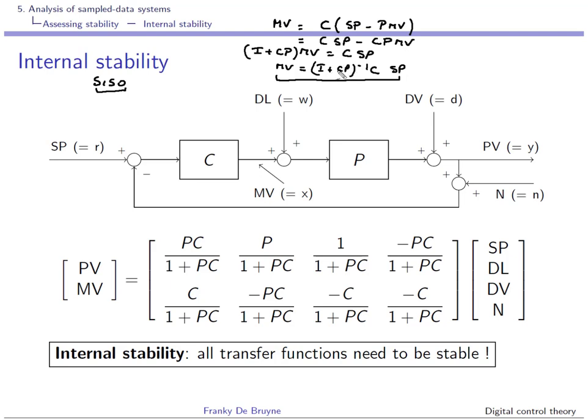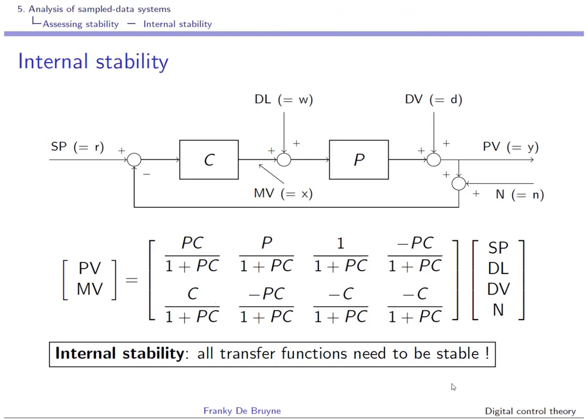Of course, you cannot interchange and replace CP by PC in the multivariable case. You can in the SISO case, and this is why this becomes C over 1 plus PC in the single input, single output case. Let us look at the relation between the load disturbance and PV, and again we'll do this in the multivariable case, and then we'll verify if this simplifies to this transfer function in the SISO case.